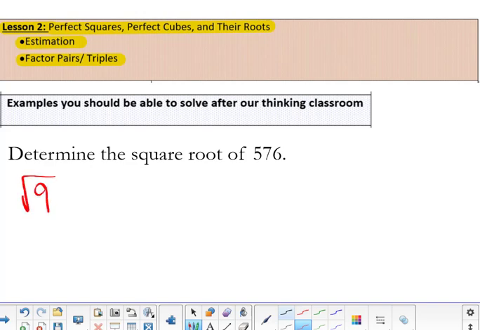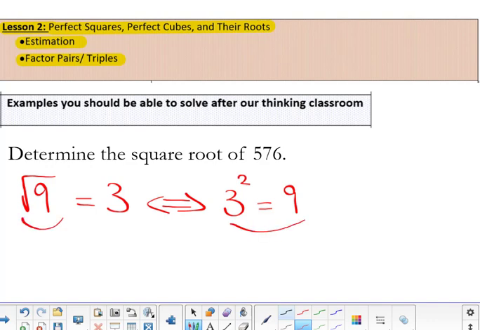Now, if we look at a really easy number, square root of 9, well, most of you will recognize that that's equal to 3. Now, why is that? Well, this is equivalent to saying, and that equal sign with 2 arrows on the end means equivalent, really, it's the same thing as saying that 3 to the power of 2 is equal to 9. So both of those statements are equivalent, aren't they? So one is a square root statement and one is a square statement.